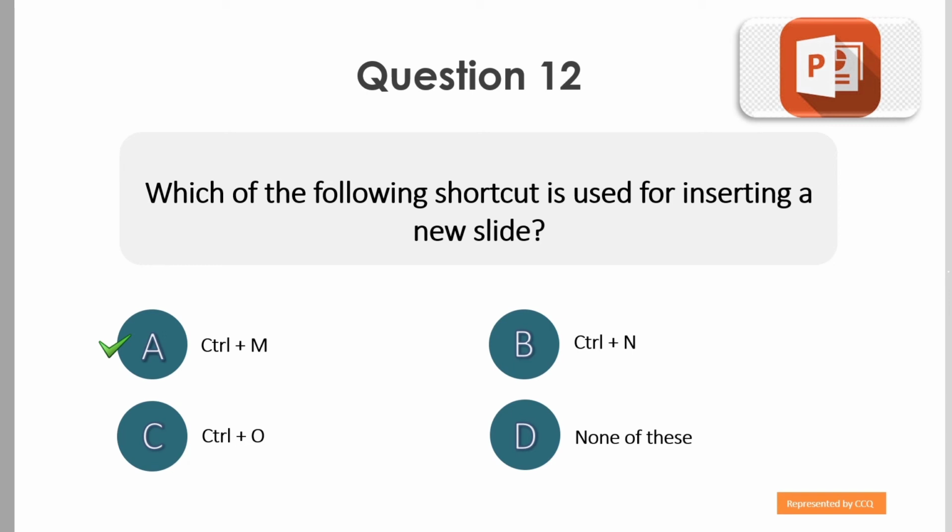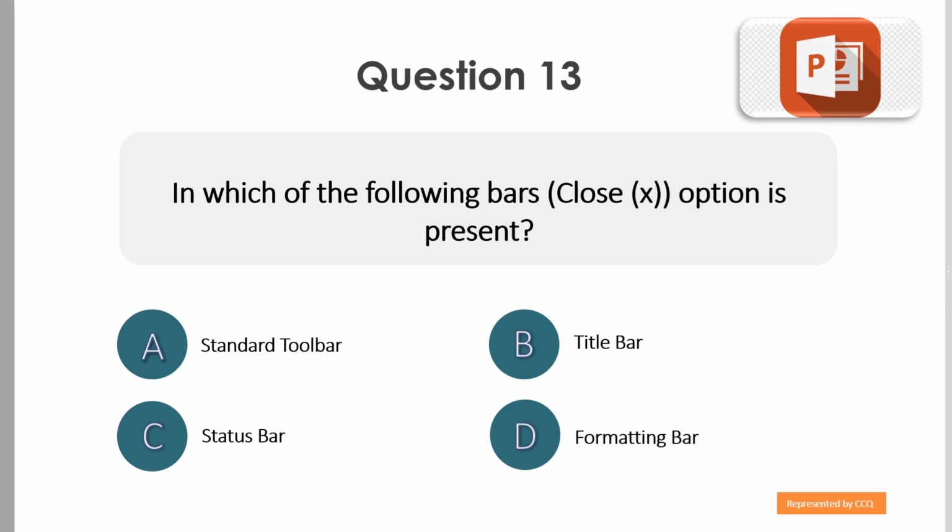Move on the next question. Is 13. In which of the following bar close X option is present? So these are options: standard toolbar, status toolbar, title bar, or formatting bar. So the correct answer is title bar. Okay, B option is correct.